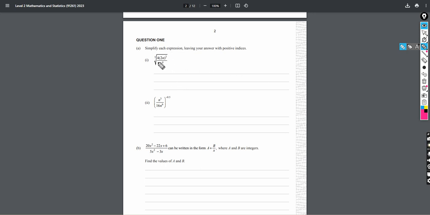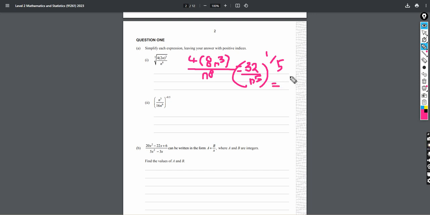First up, I'm going to just ignore the root and simplify what's in here. I'm going to get 4 times 2 to the 3, which is 8 n cubed, divided by n to the 8. That's going to be 32 on n to the 5, but then we've got to remember all of that was to the power of 1 on 5, so this is going to be 2 on n.